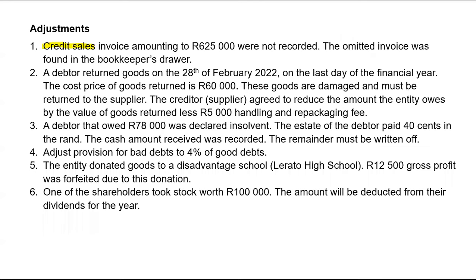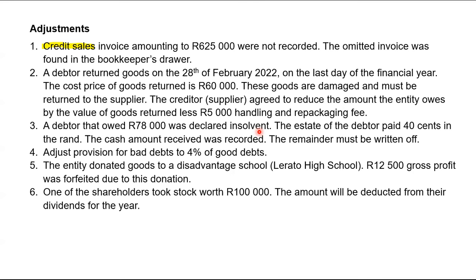All right, let's go to the third adjustment. The third adjustment says that a debtor that owed 78,000 was declared insolvent. Whoa, stop right there. This declared insolvent means that the debtor will not be able to pay us back. When you are insolvent, it means that your liabilities are way more than your assets. So you will not be able to pay back your creditors. And that's what in normal terms we say, now you are at a point where you will be blacklisted.